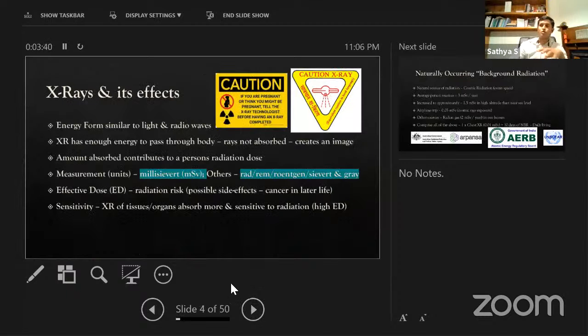So to understand how X-ray works, it is an energy form similar to light and radio waves.